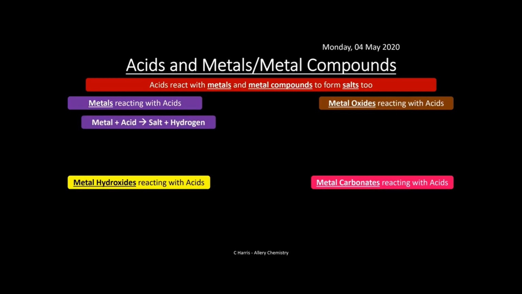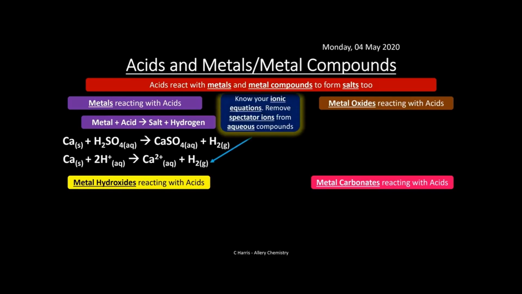So metals reacting with acids. We've got metal plus an acid will produce salt plus hydrogen. So this is just a standard equation. You may have seen that at GCSE. You certainly need to remember it at A level. And here's an example. We've got calcium metal reacting with sulfuric acid, forming calcium sulfate and hydrogen gas.